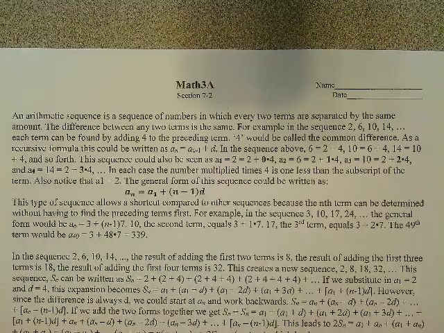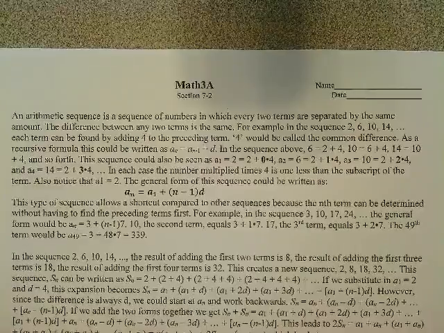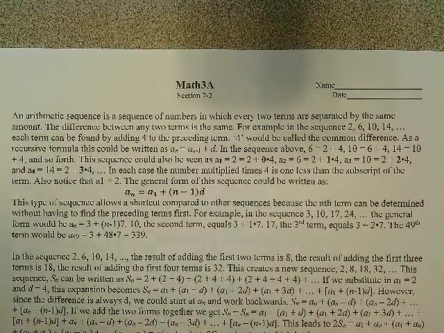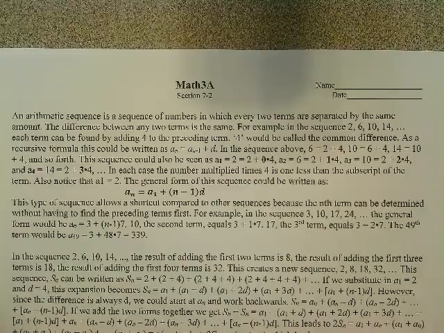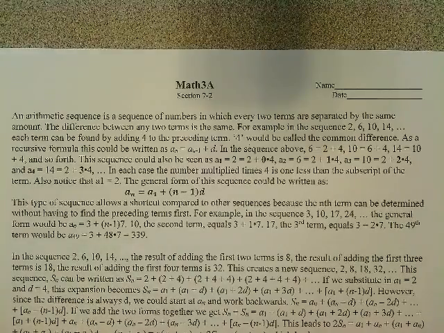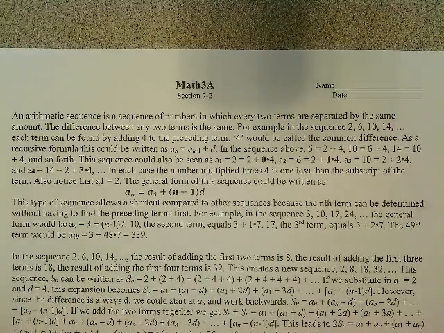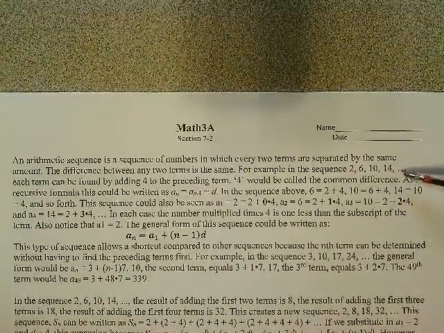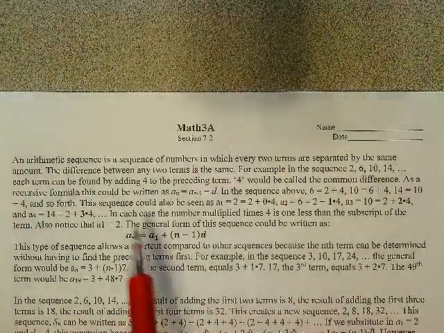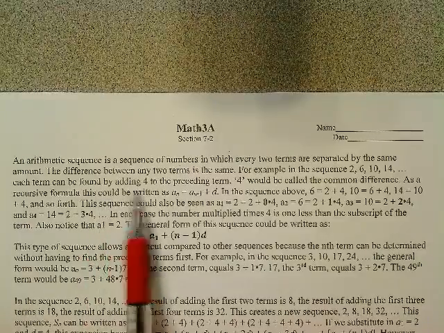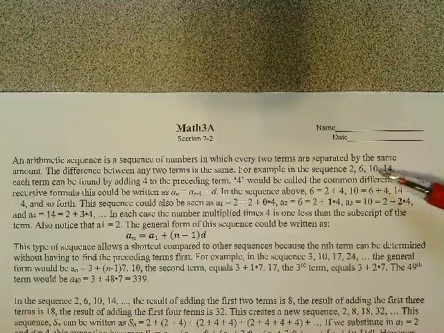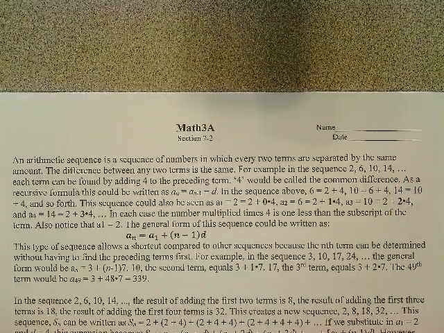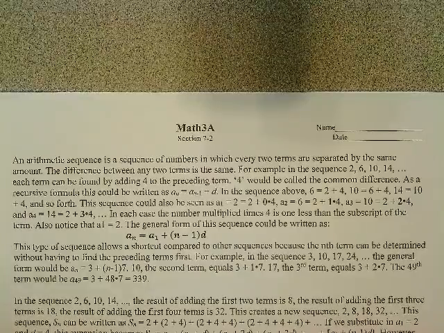Okay, now we're going to look at arithmetic sequences and series. An arithmetic sequence is a sequence of numbers in which every two terms are separated by the same amount. In other words, they have a common difference. For example, the numbers 2, 6, 10, and 14 are all a difference of 4. In other words, by adding 4 to the preceding term, you get to the next one. So 2 plus 4 is 6, 6 plus 4 is 10, 10 plus 4 is 14. So they have a common difference.